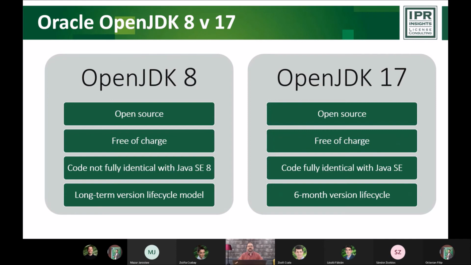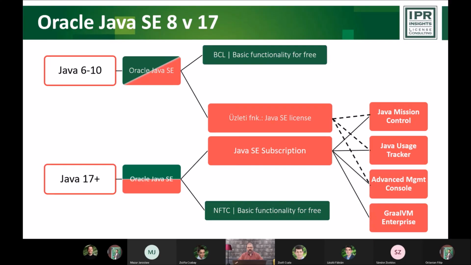So there's nothing more to say to that. Let's compare Java 8 and Java 17 in terms of what's included. And you can see on the right, Java Mission Control, Java Usage Tracker, and Advanced Management Console are the same content. GraalVM Enterprise is the only difference because that is not available for Java 8. It's only available for, I think, 11 and above. Otherwise, the two versions are identical from a licensing point of view. NFDC is the same as using the basic functions under the BCL license for version 8.